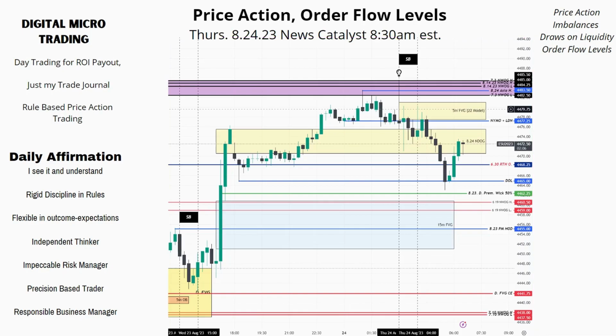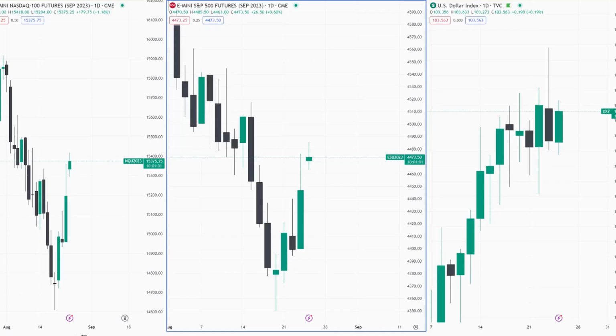Next chart. Okay, we've got the 24-hour charts here. Far left, NASDAQ 100. Middle chart, ES Mini, S&P 500. And far right, the dollar, DXY. So let's start with the two charts on the left. These are the equity indices. In the middle specifically is the one I trade, ES Mini.